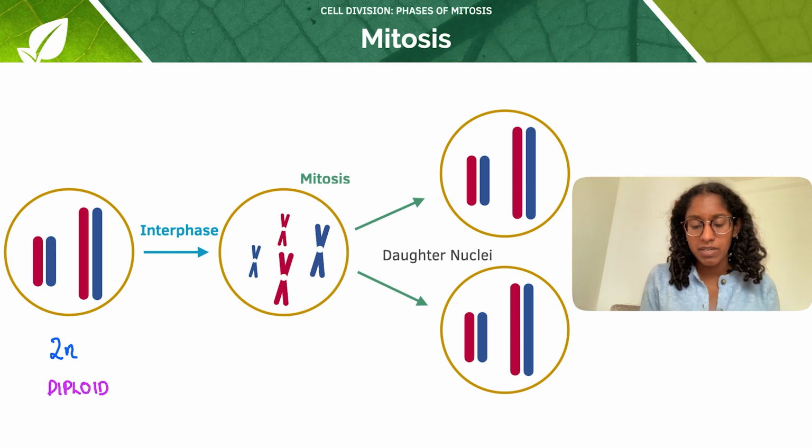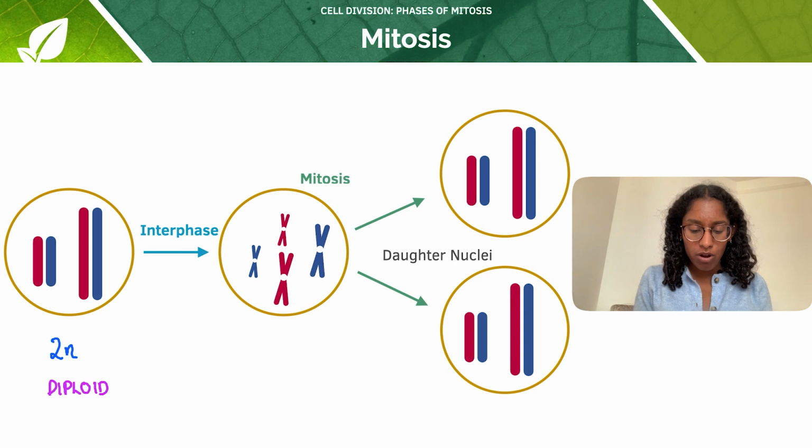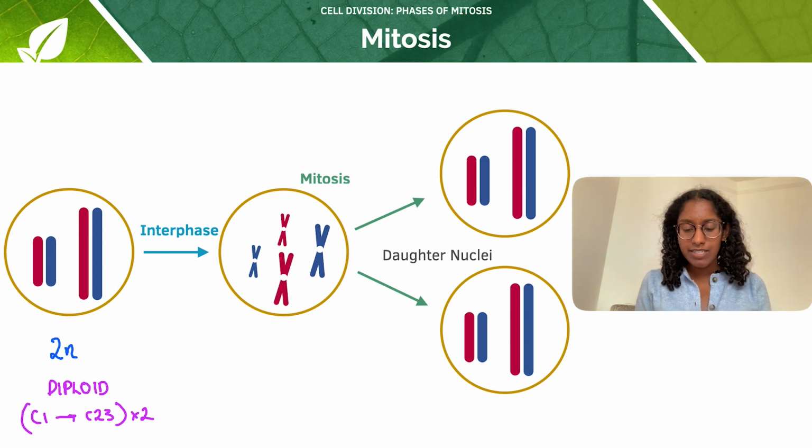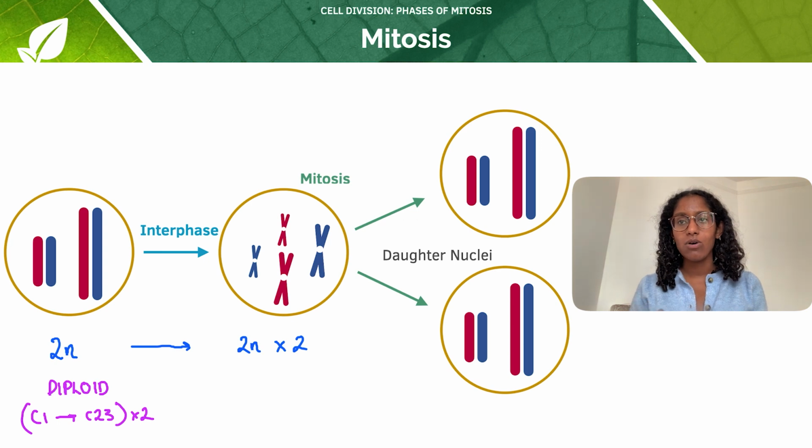They have 2 copies of each chromosome. From chromosome number 1 to chromosome number 23, they have 2 copies of each. So we refer to that as 2N. It's a diploid cell. Now, after interphase, we now have duplicated our DNA. So we've now got 2N multiplied by 2.